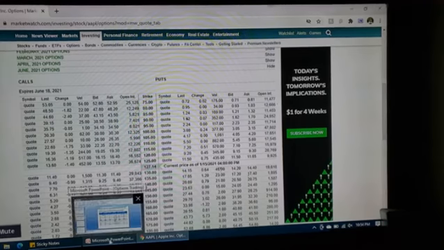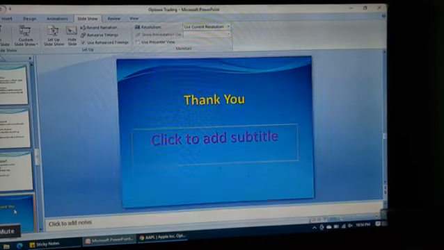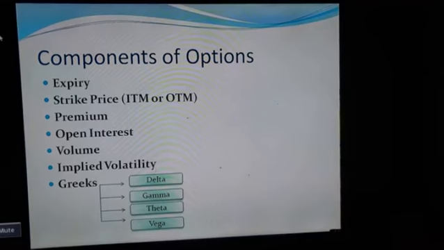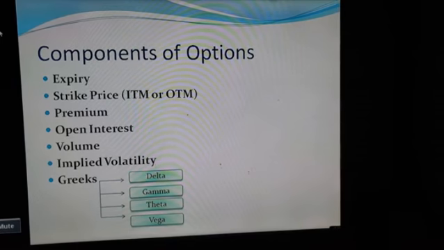Going back to this session, we'll be talking more about the components of any option, so we'll begin from here. In the previous session we already spoke about the expiry and the strike price, which can be in the money or out of the money. You know the definitions of in the money and out of the money. Premium is the price you pay for each option. It might show, say, 3.5, but you multiply by 100 and you pay $350 to get that contract as a buyer.